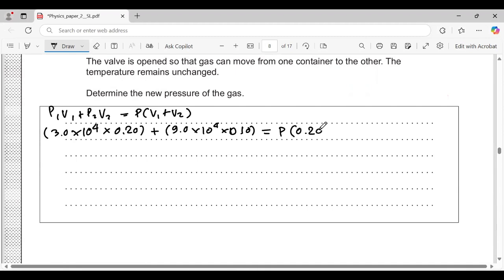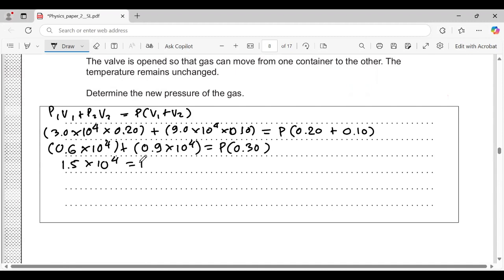V1 plus V2 is 0.20 plus 0.10. So 3 times 0.2 is 0.6 times 10 power 4. That's one. 0.9 times 10 power 4, 3 times 0.30. So 0.6 plus 0.9, 1.5 times 10 power 4 equal P times 0.30.